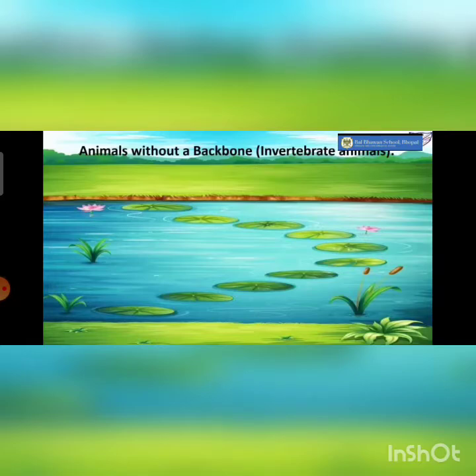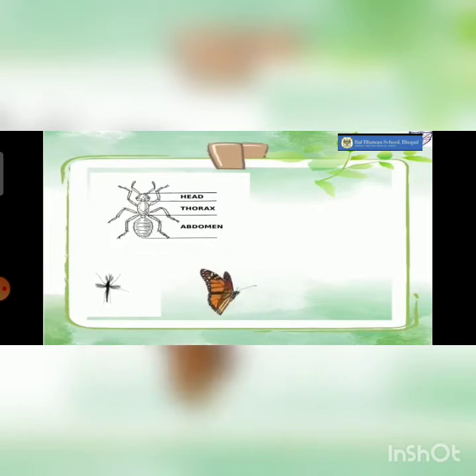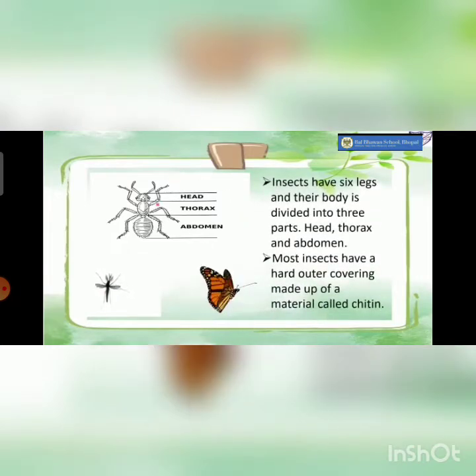So, firstly, let us talk about animals without a backbone. Invertebrate animals are the animals that do not have a backbone. Examples are insects such as spider, cockroach, ant, worms, slug, and snail. Now, when we talk about insects, the structure of an insect is divided into three parts: head, thorax, and abdomen. Insects have 6 legs and their body is divided into three parts. Most insects have a hard outer covering made up of a material called chitin.